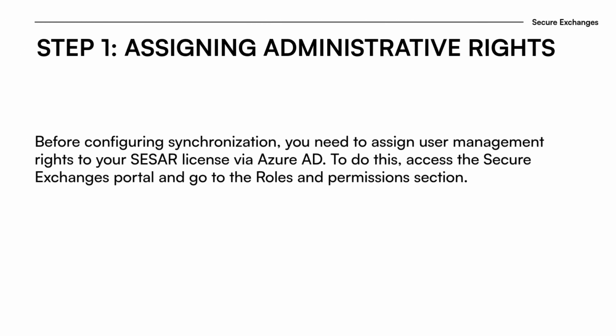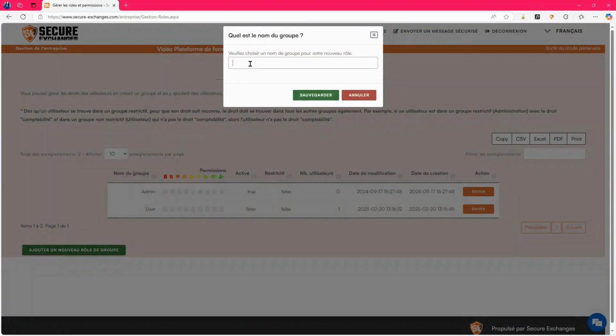Step 1. Assigning administrative rights. Before configuring synchronization, you need to assign user management rights to your SESAR license via Azure AD. To do this, access the Secure Exchanges portal and go to the Roles and Permissions section. Create a role group named Azure AD.